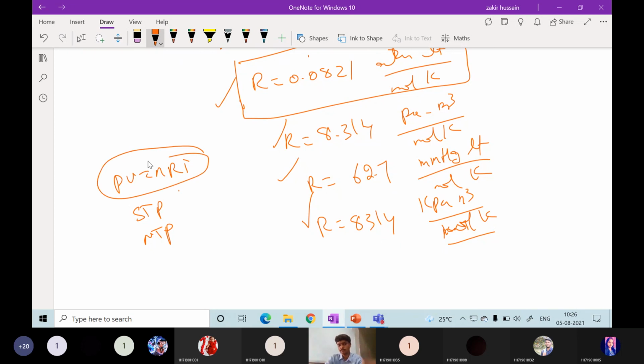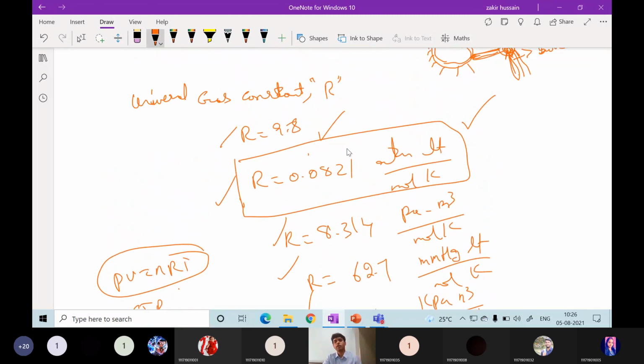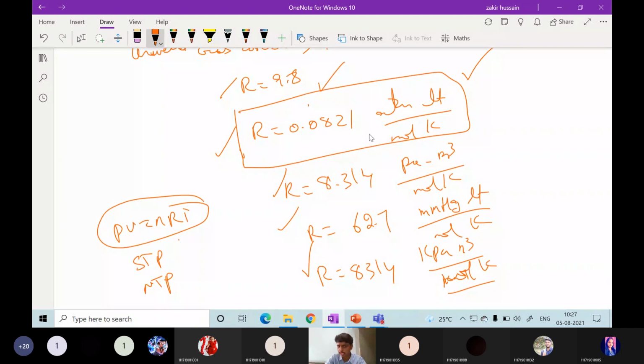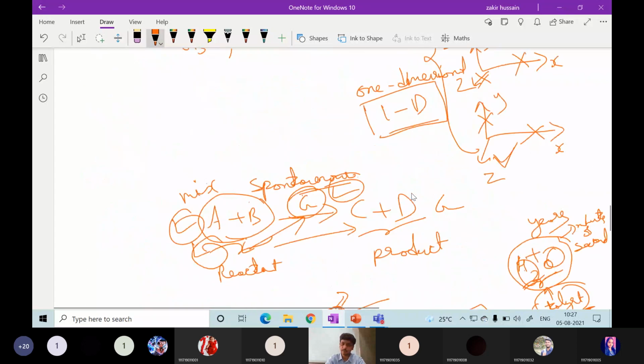Do you know this? Anybody? Nobody, sir. Then tomorrow once again I will derive the R value, how to derive it and how to convert from one set of units to another. Just please pay attention.